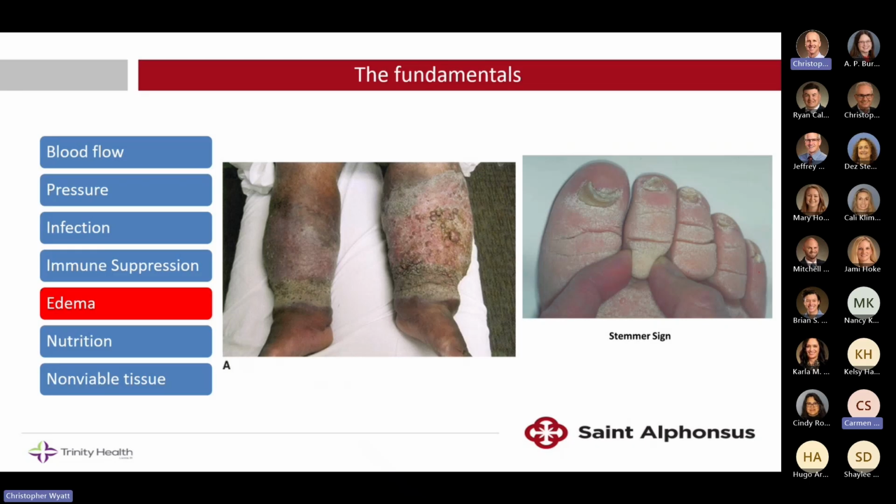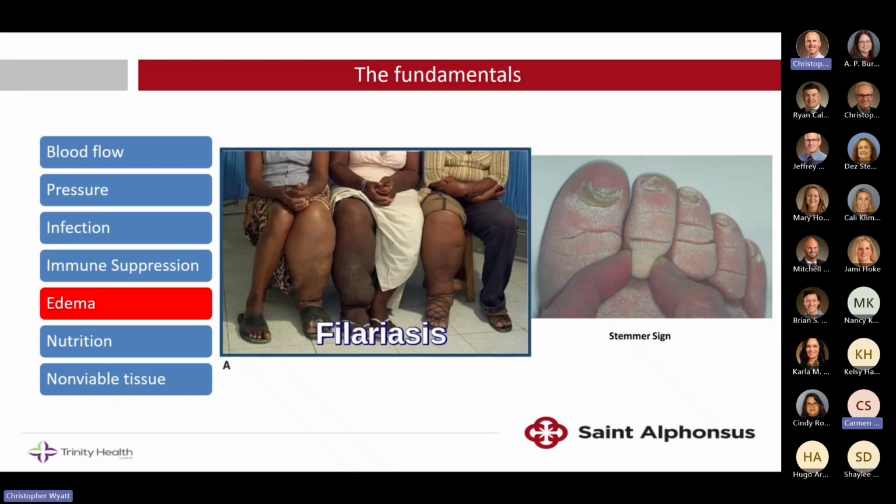Typically, a lot of these in the US are related to, sometimes it's primary, just idiopathic or genetic. A lot of this is related to post-surgical issues, post-radiation for cancer, removal of lymph nodes or irradiation. Worldwide, it's actually filaria, a parasitic infection. But you can see the impact on overall people's lives.